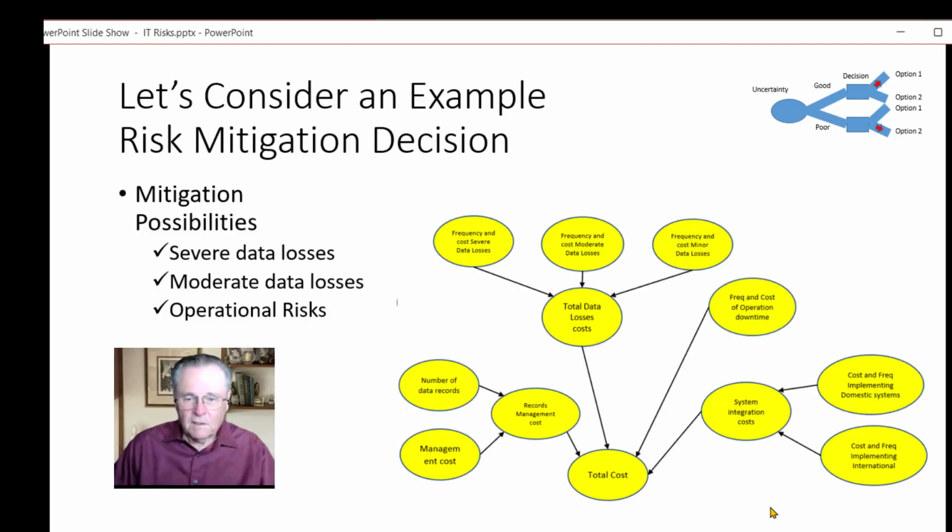So now let's look at something a little bit more elaborate. We've got a model here that has several different types of costs, IT losses. They've broken down the data losses into 3 categories: severe, moderate, and low. And then there's also operational risks. I think there are also some system integration costs over here as well. In any case, I just want to focus on a few of these elements and show you how we can make a decision on how to spend our IT mitigation budget.